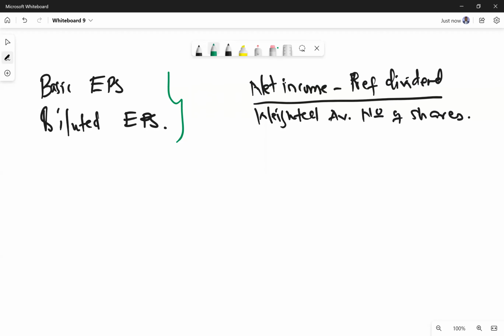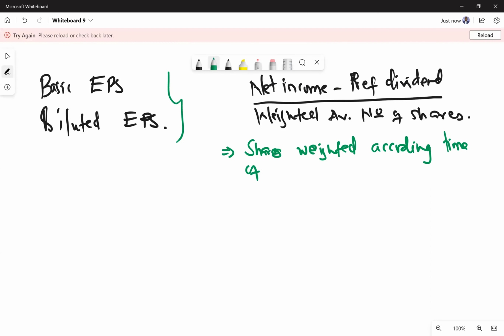And this will be shares weighted according to time of the year. So it will include new issues, then share repurchases. And then you also have to look at stock dividends.